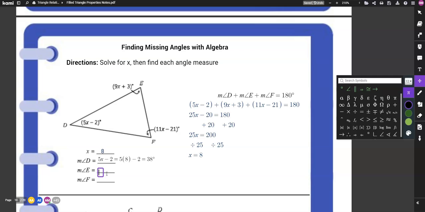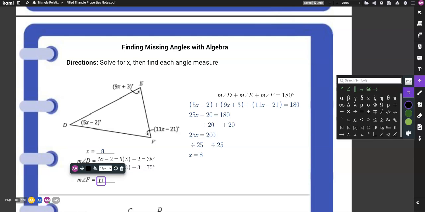Angle E is 9x plus 3. And so that's going to be 9 times 8 plus 3. 9 times 8 is going to be 72 plus 3 is 75 degrees. And then finally, 11x minus 21.